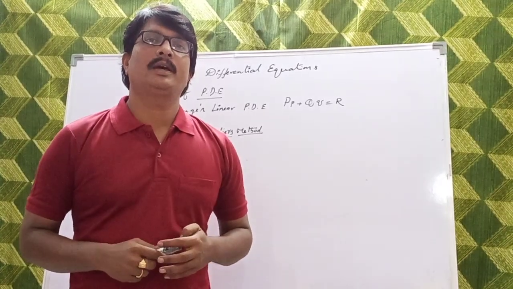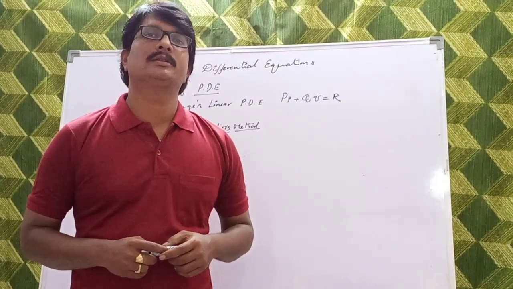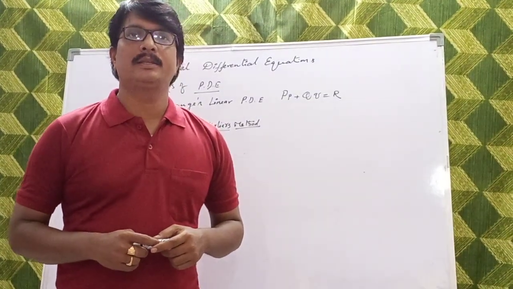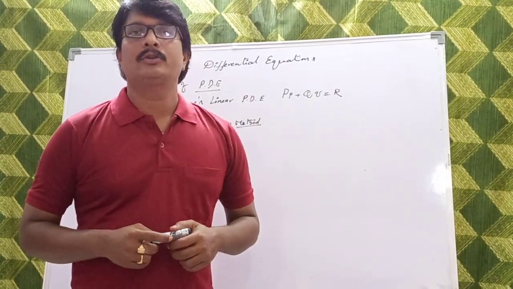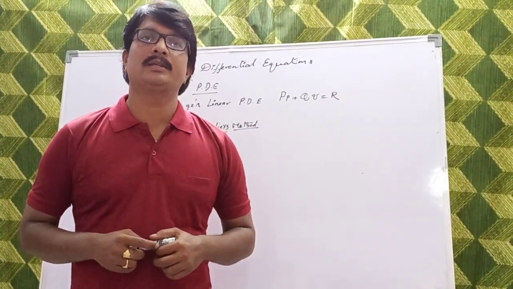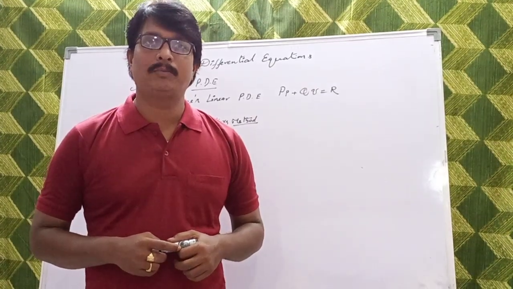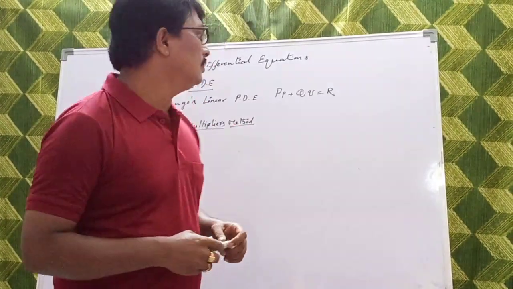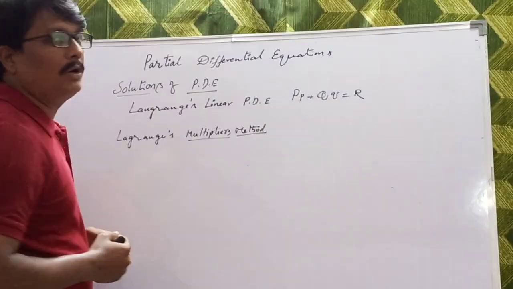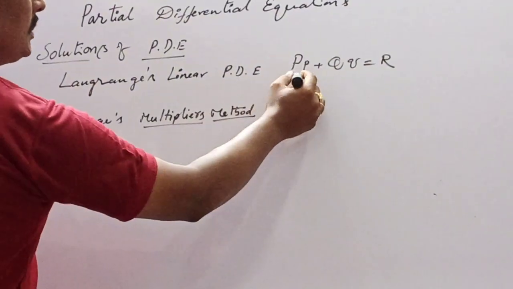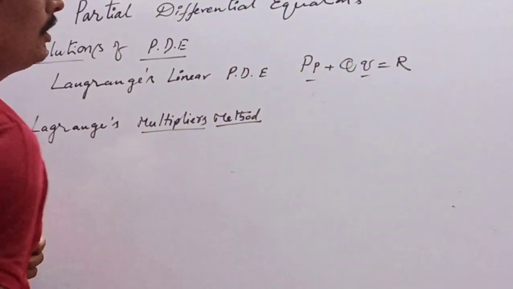Students, in the earlier class we discussed solutions of linear PDE, Lagrange's linear PDE, by the grouping method. Today we are going to discuss the solution of Lagrange's linear PDE using the method of multipliers. As we know, Lagrange's linear PDE is of the form Pp plus Qq equal to R, where p is ∂z/∂x and q is ∂z/∂y.